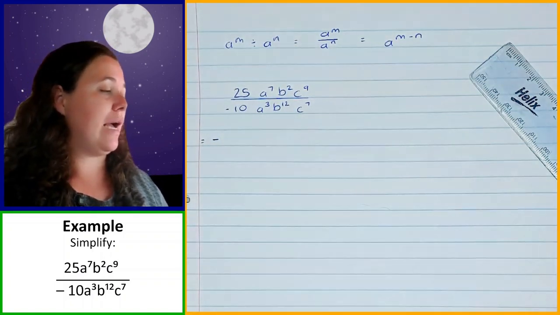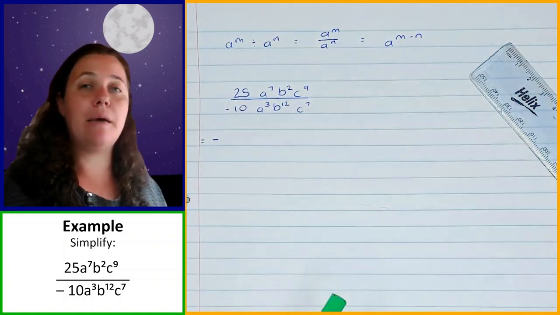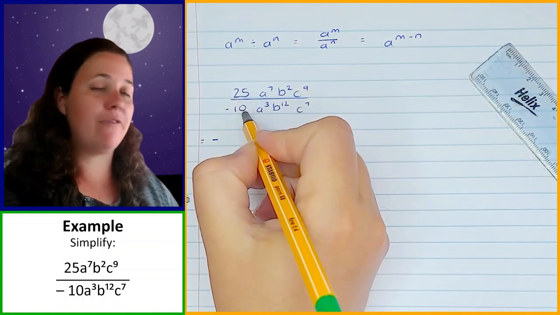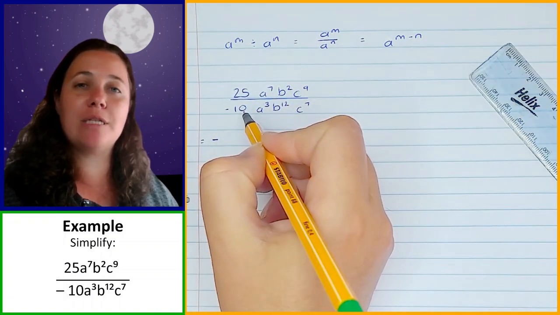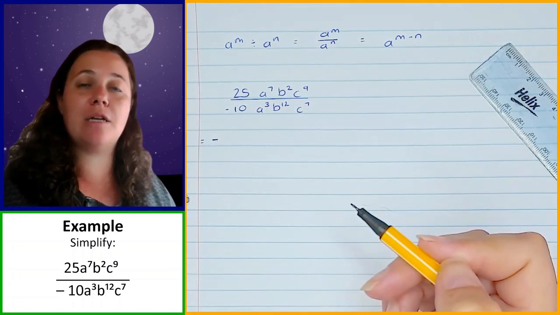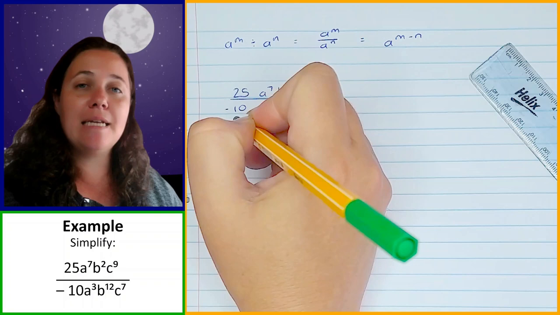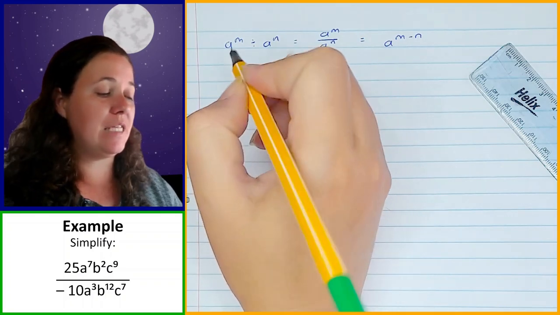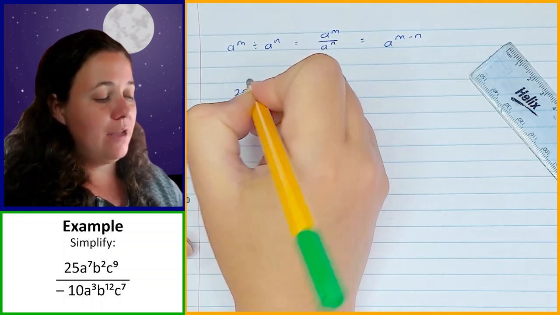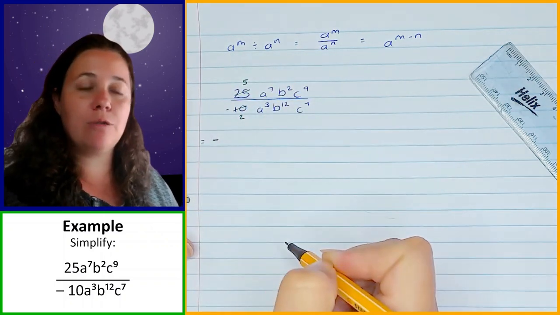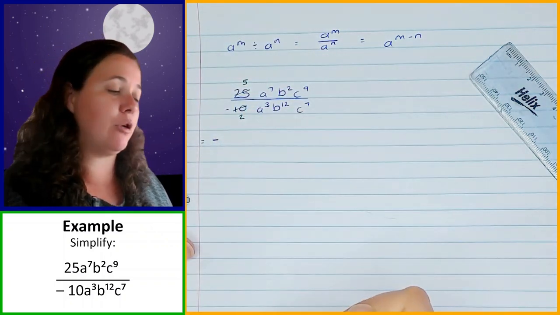Then I'm going to look at my numbers, my coefficients. I've got 25 at the top and I've got 10 at the bottom. So what I'm going to do is I'm going to see if there is a common factor that can go into both of those numbers and divide by it. So in this case, the highest number that goes into both 25 and 10 is 5. So if I divide by 5, I get 5 at the top and I get 2 at the bottom. So I divide the same thing into the top and the bottom.